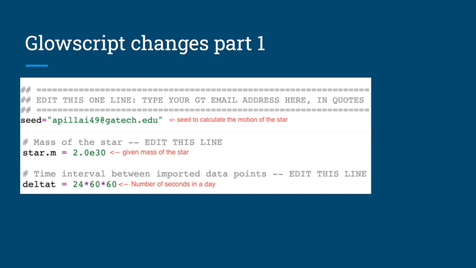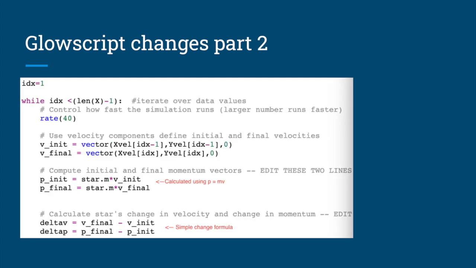Once given the server code, we were instructed to alter the code to function properly. The first change is to replace the seed with our GT email and generate a unique star path. Then we were to edit the star.m variable and the delta t variable to fit the given values of 2 times 10 to the 30th and 24 times 60 times 60. Then we had to calculate the initial and final momentum using the velocity vectors. This can be done using the definition of momentum, which is mass by velocity. To calculate the delta v and delta p values, all we had to do was subtract the initial values from the final values for velocity for delta v and momentum for delta p.